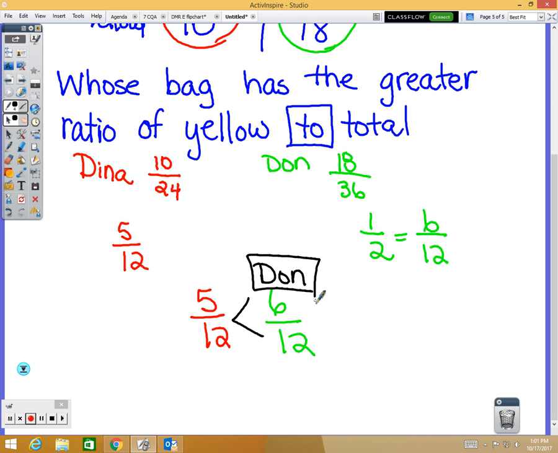So in this one, we had to look at all that information, pull out just the part that we needed to figure out the ratio for Dina. We figured out the ratio for Dawn, and then we had to figure out how to compare those two fractions. Okay, and we found the common denominator in order to be able to do that.